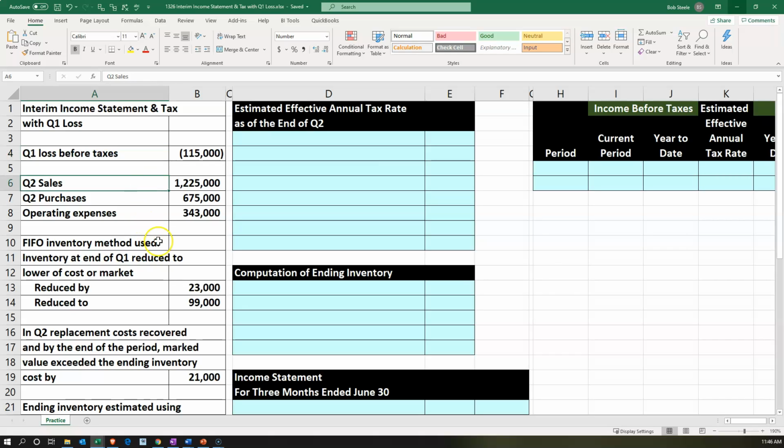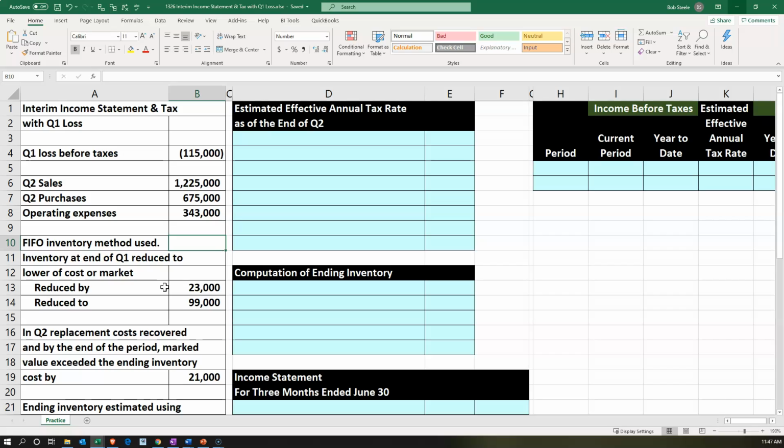And then we have our information for quarter two. So the quarter two sales, that's the quarter that we're going to be focusing in on. Q2 sales were $1,225,000. Q2 purchases, $675,000, and operating expenses of $343,000. Then we have the first in, first out method is going to be used for the inventory flow assumption, is what we're assuming here.